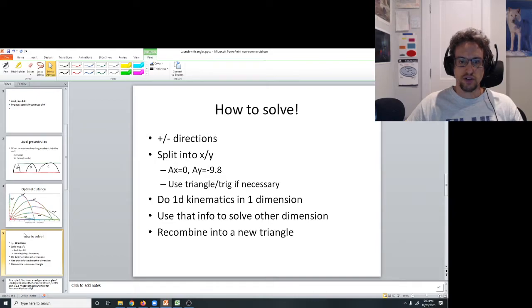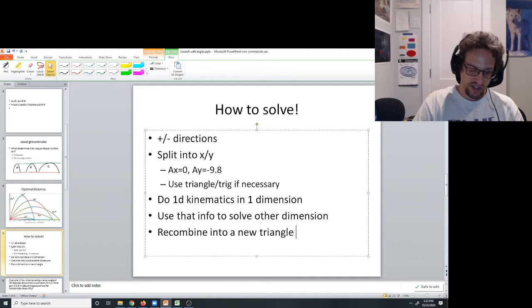So our instructions are pretty much the same as they have been with all 2D kinematics problems, right? Plus and minus directions, split into x and y values, using triangles and trig if necessary. ax equals 0 and ay is negative 9.8, right? Because these are projectiles. Do 1D kinematics in one dimension and use that info to solve for the other dimension generally. And then you're going to recombine into a new triangle, if necessary.